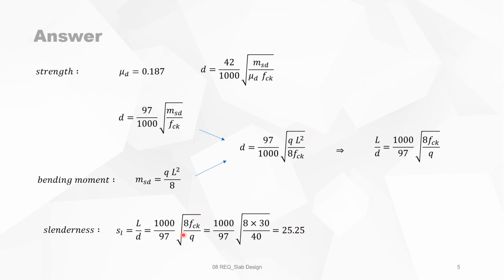And now we know FCK was 30 megapascal and Q was 40 kilonewton per square meter. We fill it in this formula, and we find a slenderness of 25. So that means that for the design, even if you don't know the span, you know already that if you are going to design the slab with an optimum height, an optimum use of materials, you need a slenderness of 25.